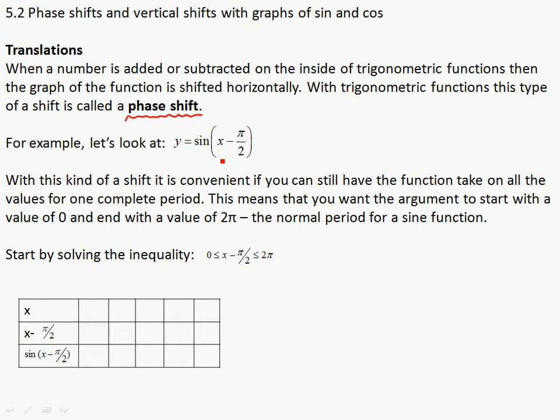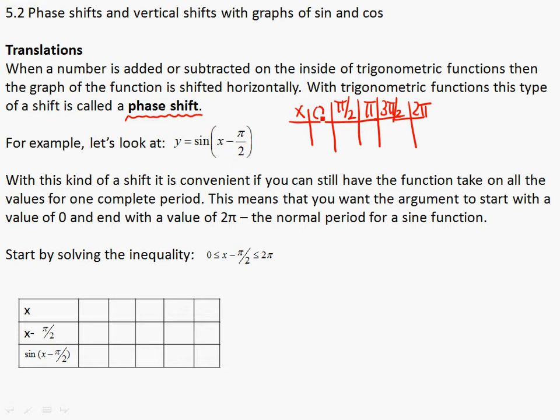So let's say I had the function y equals sine of x minus pi over 2. Let's assume that you didn't do anything. What would be the first value that usually we've been plugging in for our x's so far? We've always started every table at 0. And it's a regular sine, so this is the normal progression of the table, right? 0, pi over 2, then pi, then 3 pi over 2, and then 2 pi. Okay.